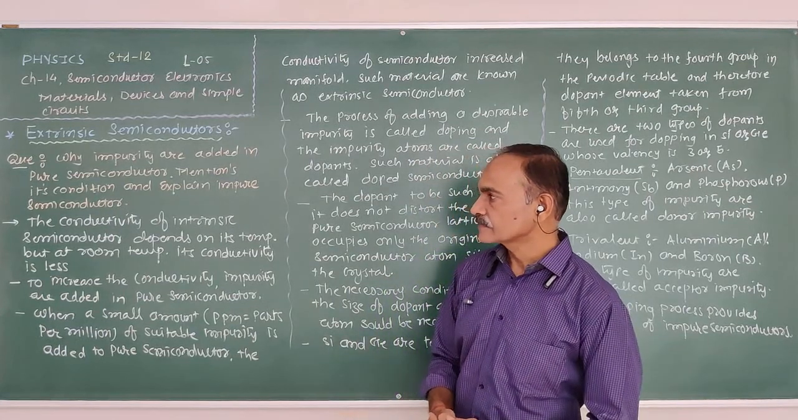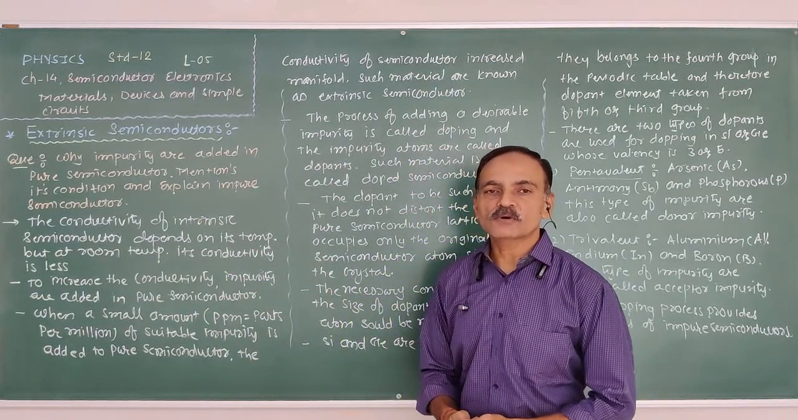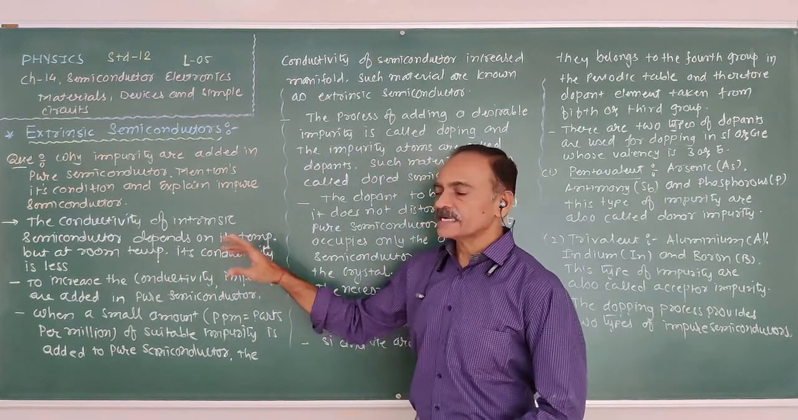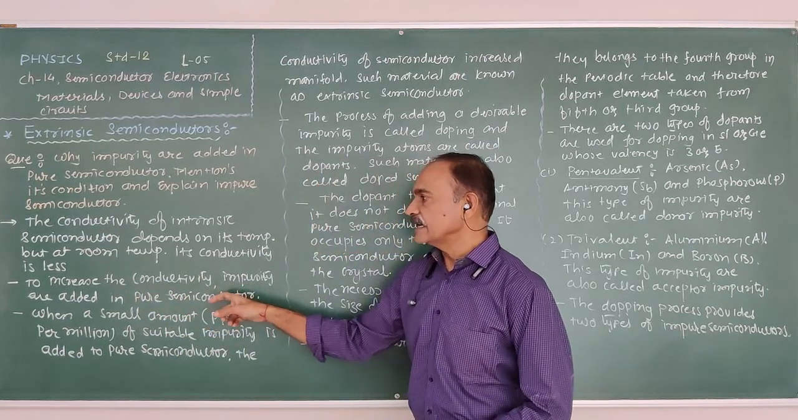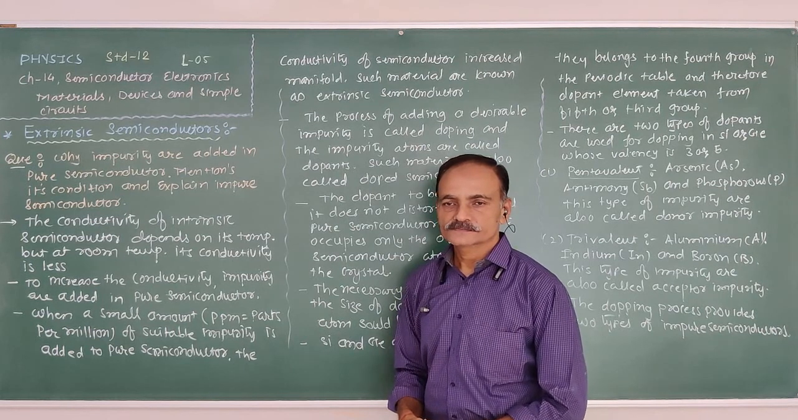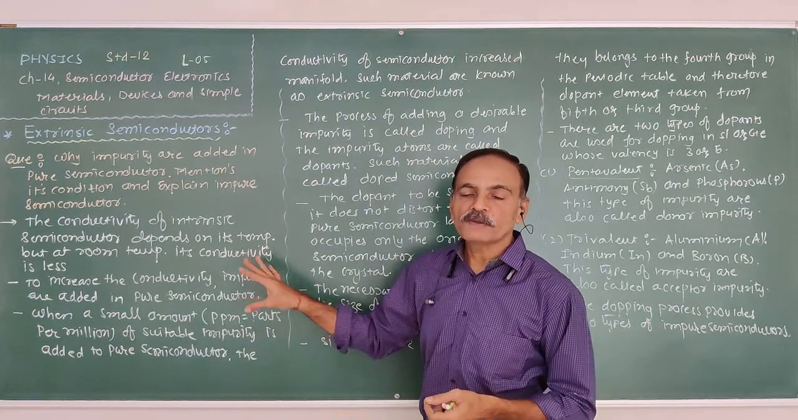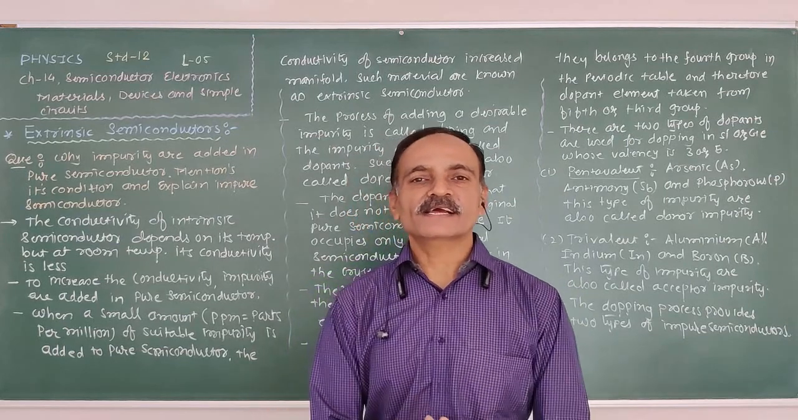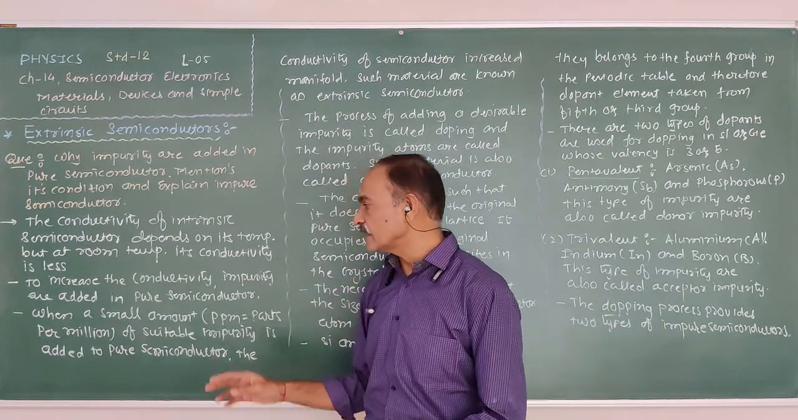Therefore, the conductivity of an intrinsic semiconductor depends on its temperature. At room temperature, its conductivity is less. Therefore, to increase the conductivity, impurities are added to the pure semiconductor. Clear this thing? So this is the importance of adding impurity to a pure semiconductor, to get a drastic change in its conductivity. It is necessary to add the impurity.